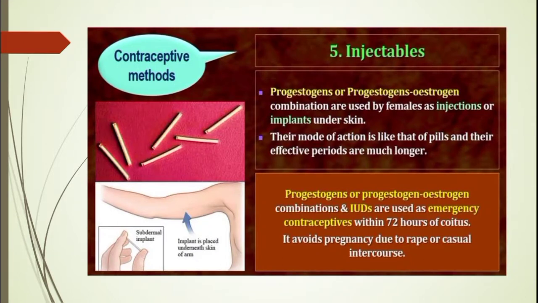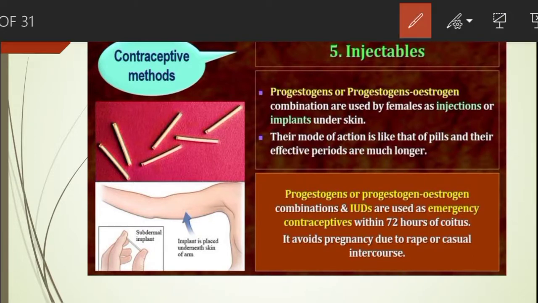The fifth one is injectables. Hormone injections are progestogen derivatives or progestogen-estrogen combinations given every 3 months as injections or implants under the skin. They release the hormones slowly and prevent ovulation. They are convenient and highly effective with no side effects.